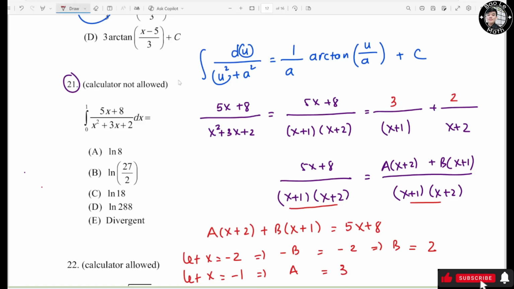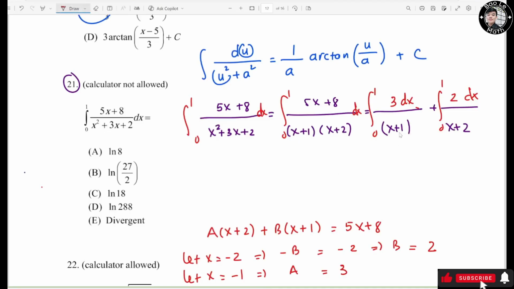Now I'm going to take the integral from 0 to 1 of this one, ds. It's going to be the same thing for this one. Now d of s plus 1 is actually ds. So this becomes 3 ln of the absolute value of s plus 1 evaluated from 0 to 1, plus 2 ln of the absolute value of s plus 2 evaluated from 0 to 1.